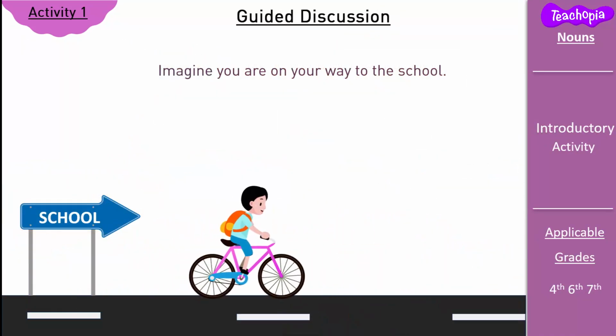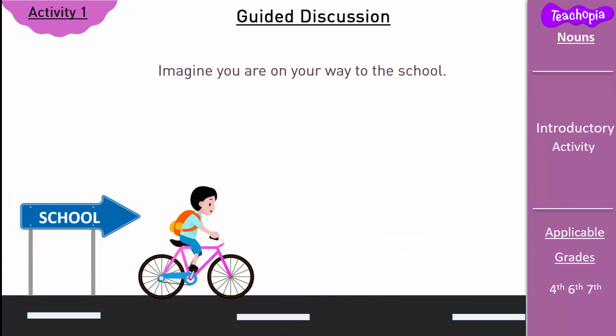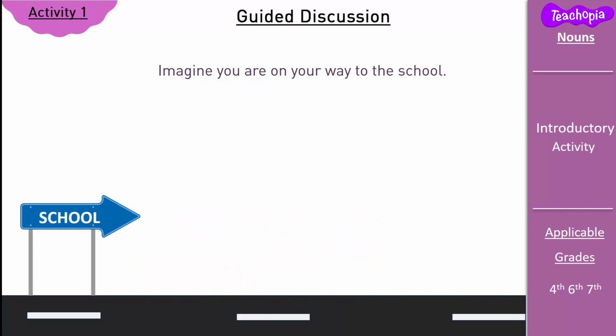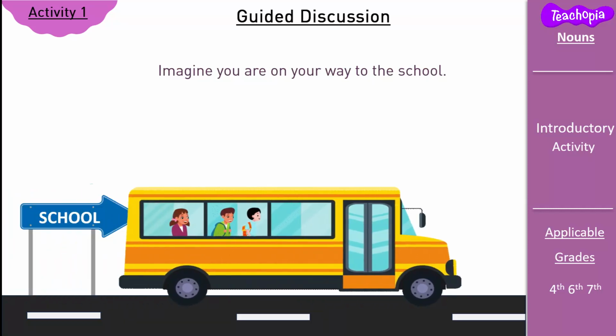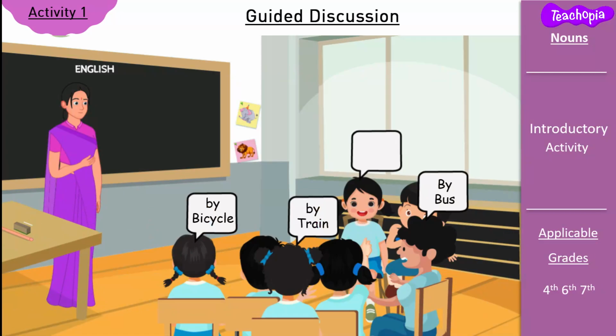To which the learners will have a variety of answers like, I come to school on a bicycle, or I come to school by bus, or I come to school by train. Remember, the learners can also give one word answers, especially the learners from the lower grades, like by bus, by train, by cycle.